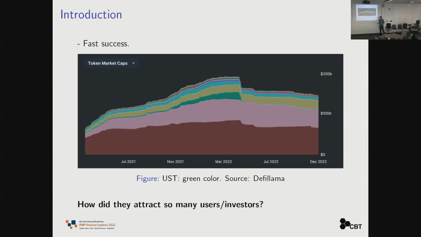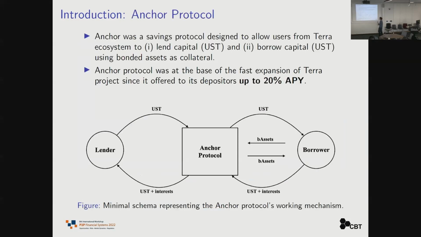Then the point here is, okay, how did they attract so many users? Where's the trick? It was debated that in practically 6 months, they became one of the largest stablecoin protocols in the market. And the debate was indeed about the Anchor protocol, which was the liquidity provider for this stablecoin protocol.